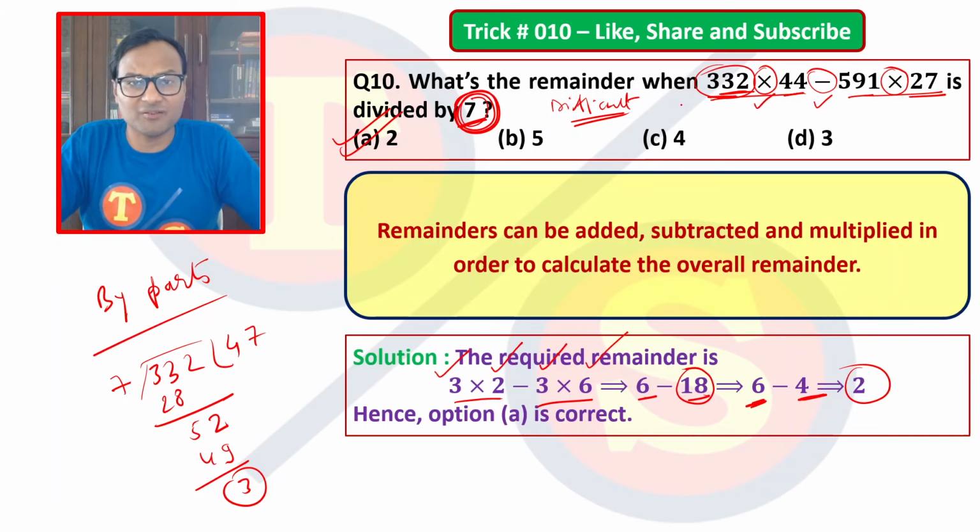Now you can take a calculator, calculate the actual products, calculate the actual difference, and then divide that difference by 7, and you will find that the remainder comes out to be 2. So beautiful mathematics, beautiful concepts.